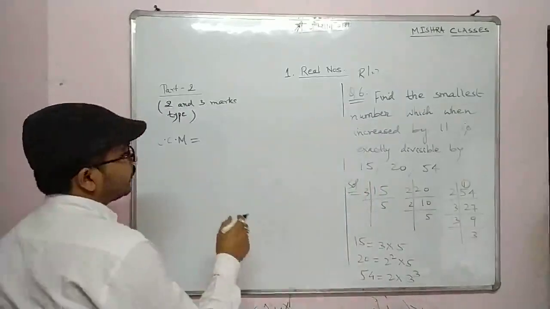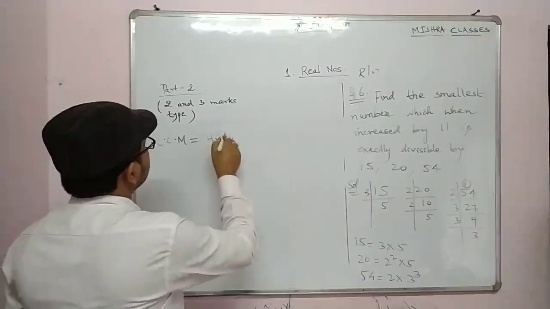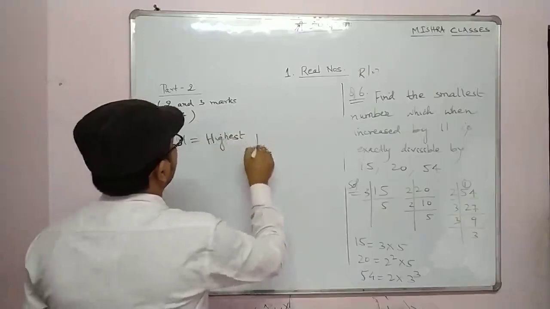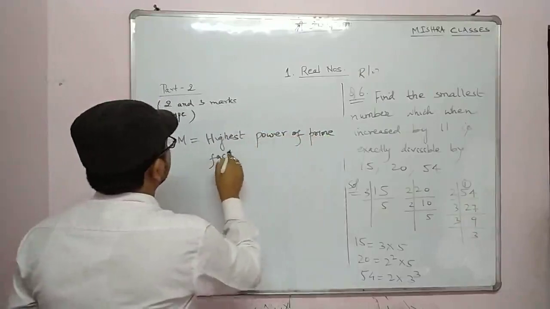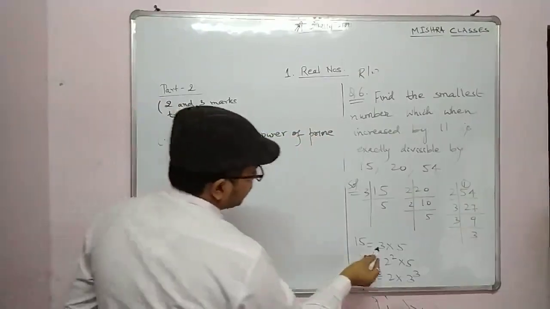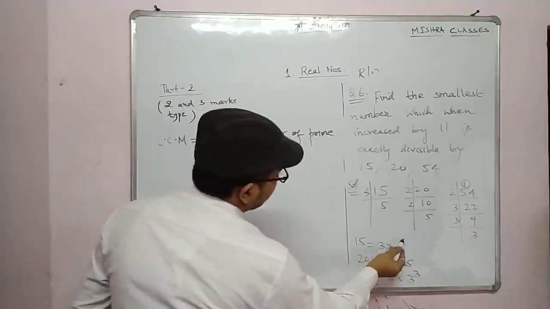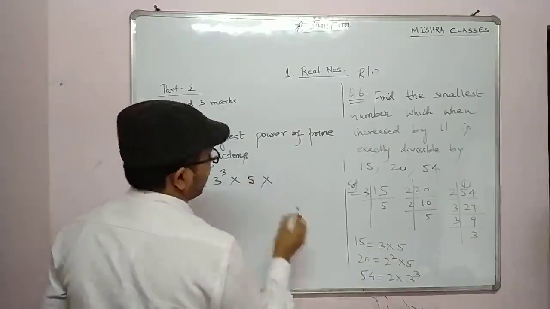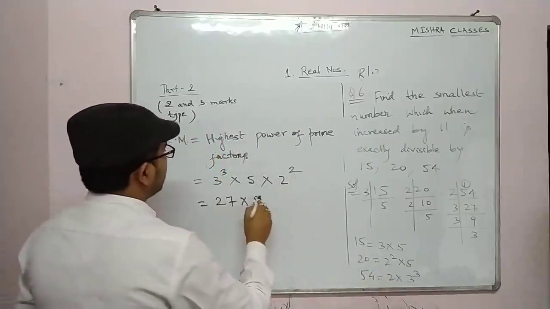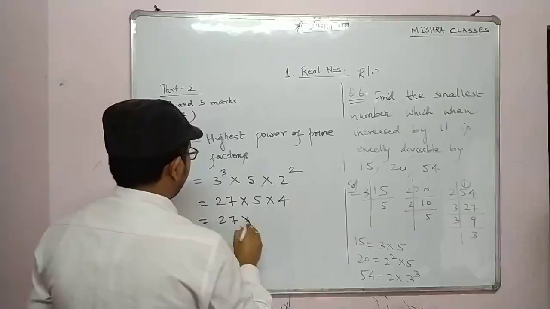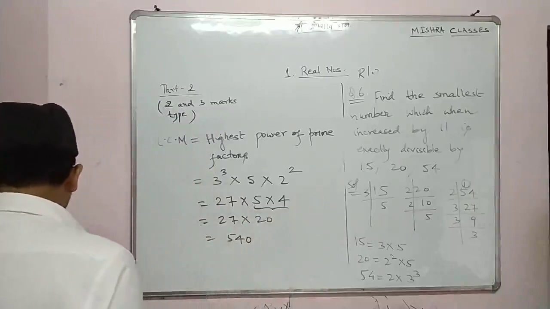Next, now we'll find the LCM. LCM is the highest power of prime factors. Is it clear? The highest power of 3 is 3 power 3. Highest power of 5 is 5 power 1. Highest power of 2 is 2 power 2. So 3 cube is 27, into 5, into 4. 27 into 5 into 4 is how much? 540.